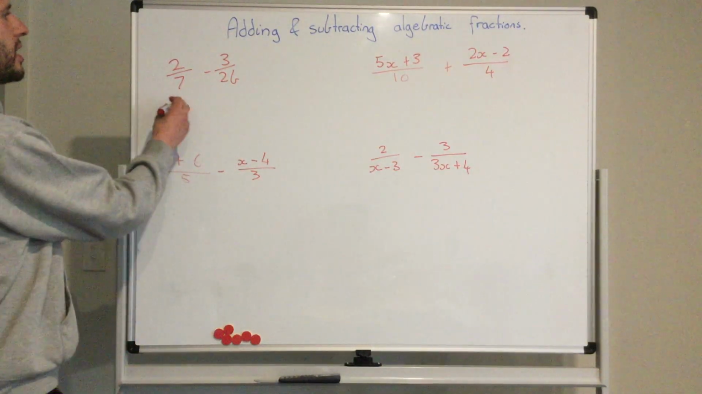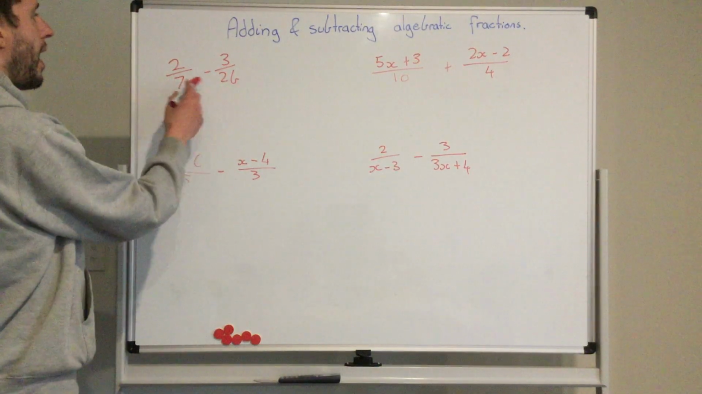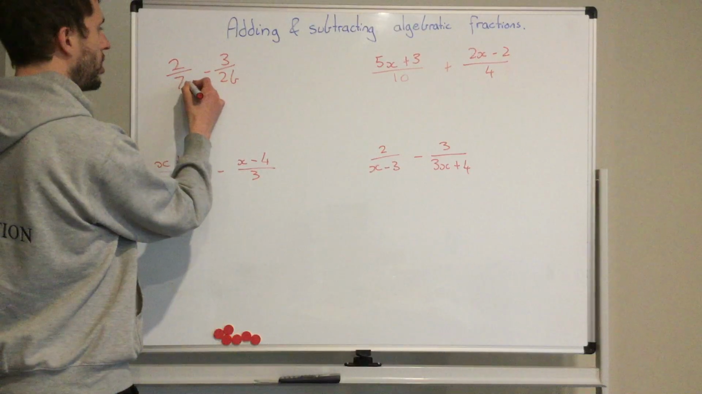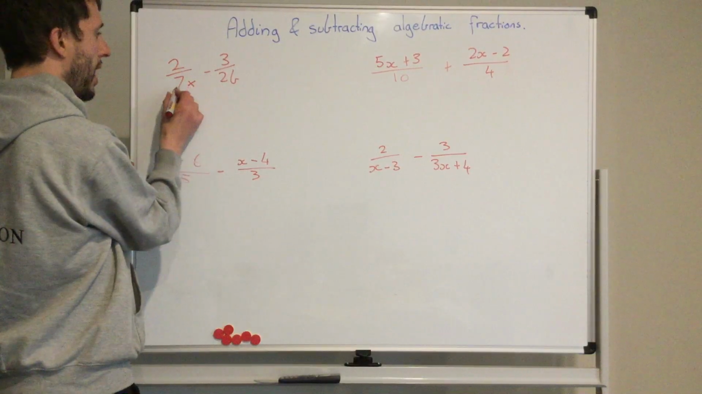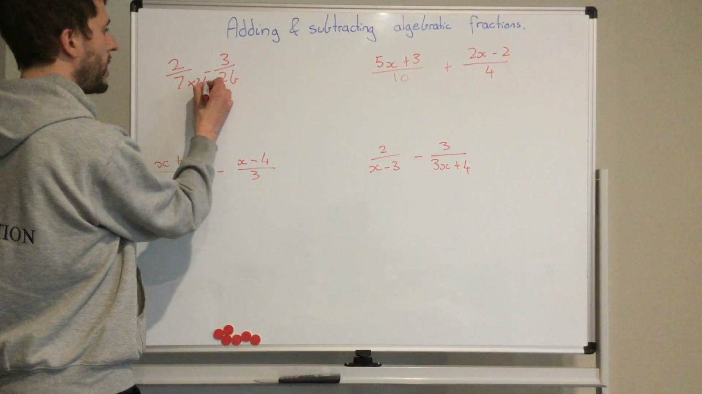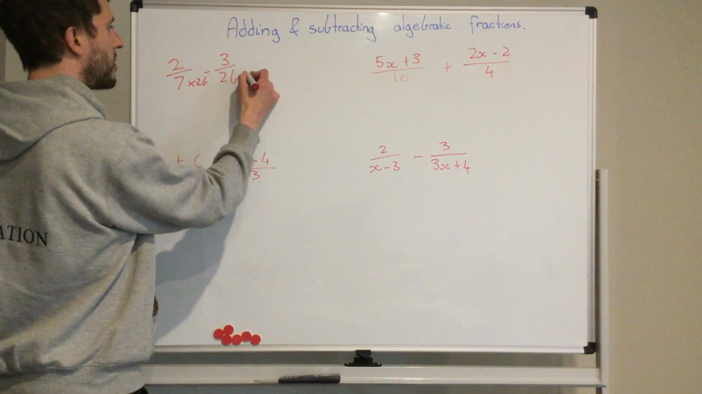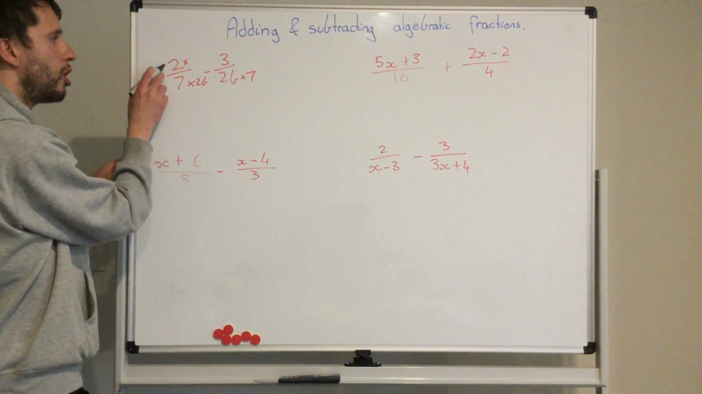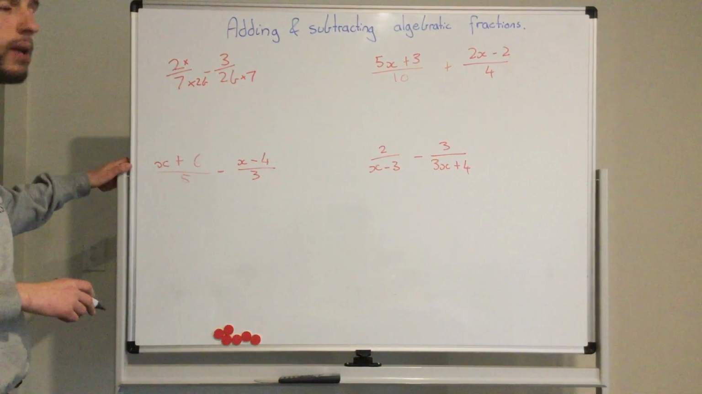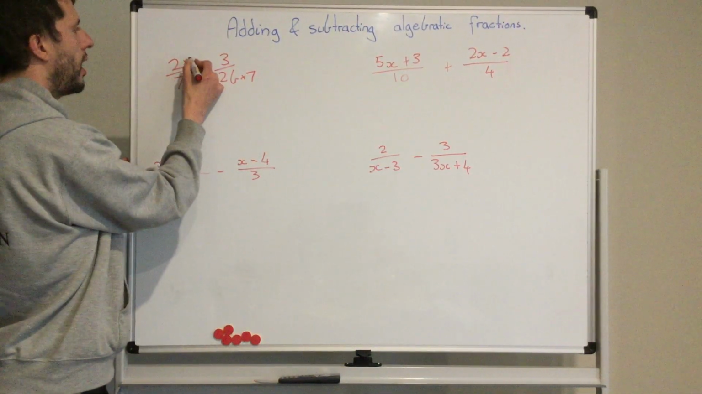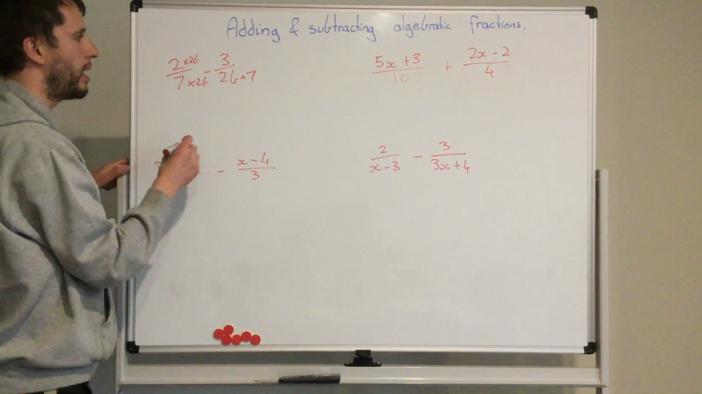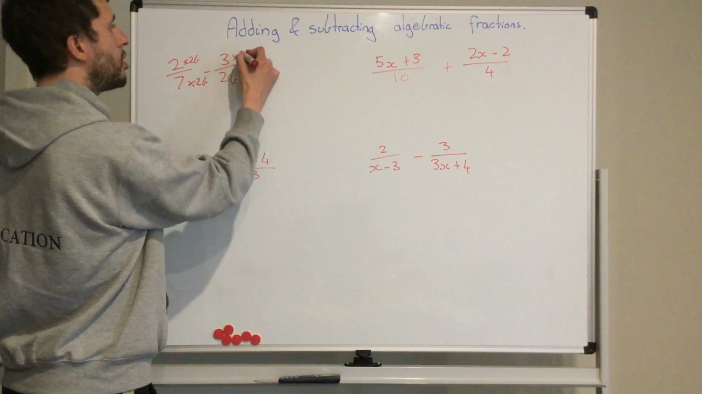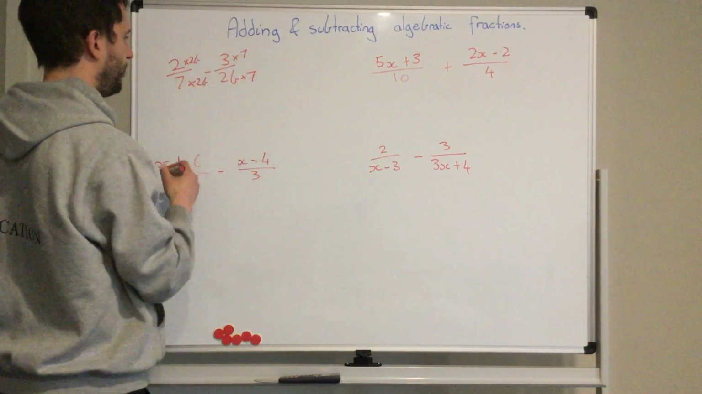So the first thing I need to think about is I want them to be the exact same. So I'm going to need to multiply my left-hand side by 2b and multiply my right-hand side by 7. Whatever you do to the bottom, you must do to the top. So if I times the 7 by 2b, I must times the numerator by 2b. If I times the 2b by 7, I must times the numerator by 7.